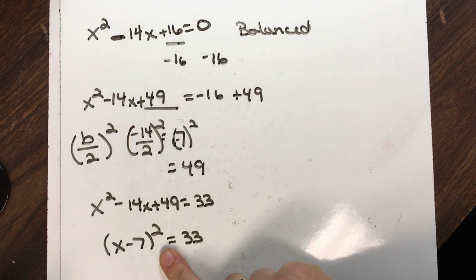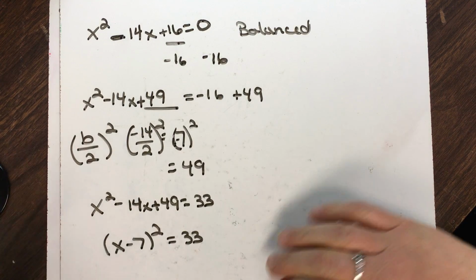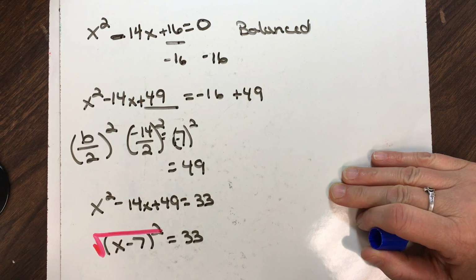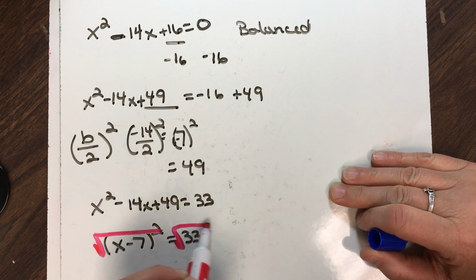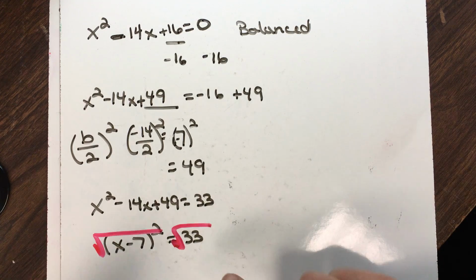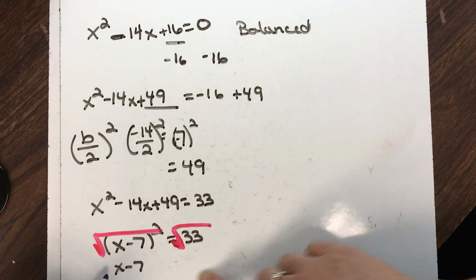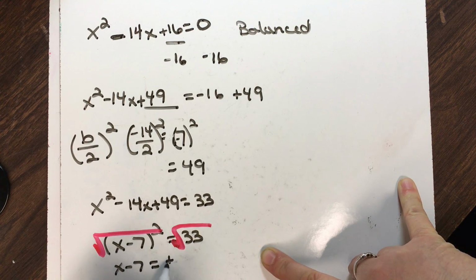Now, to get my square out of there, I have to do the opposite. So the opposite, let me do that in a different color. The opposite would be to square root it, and whatever I do to one side, I have to do to the other. So now I'm left with x minus 7 equals plus or minus the square root of 33.